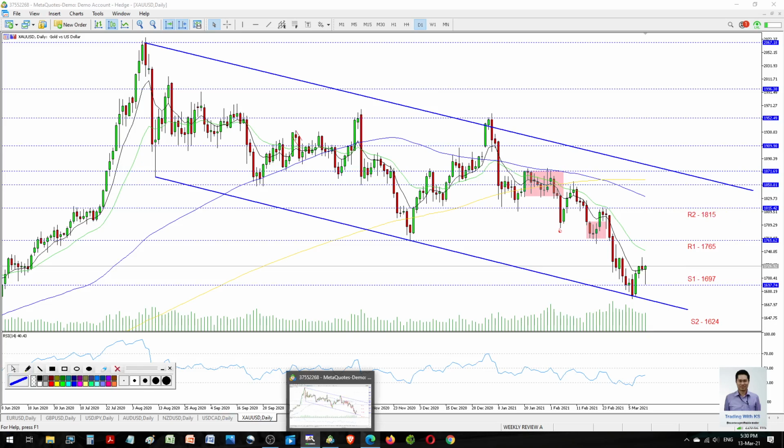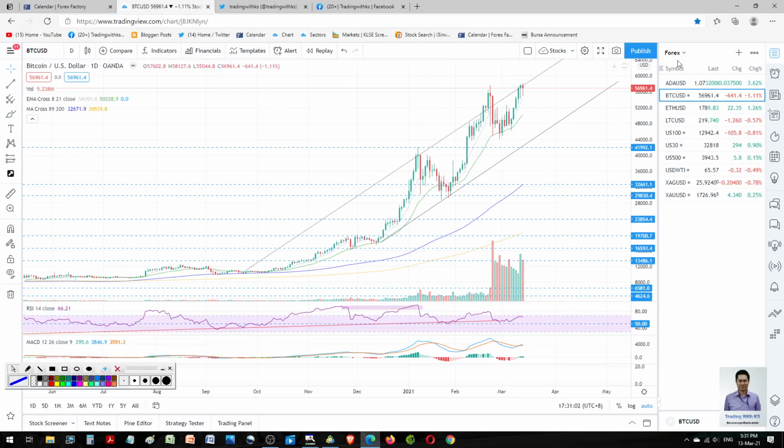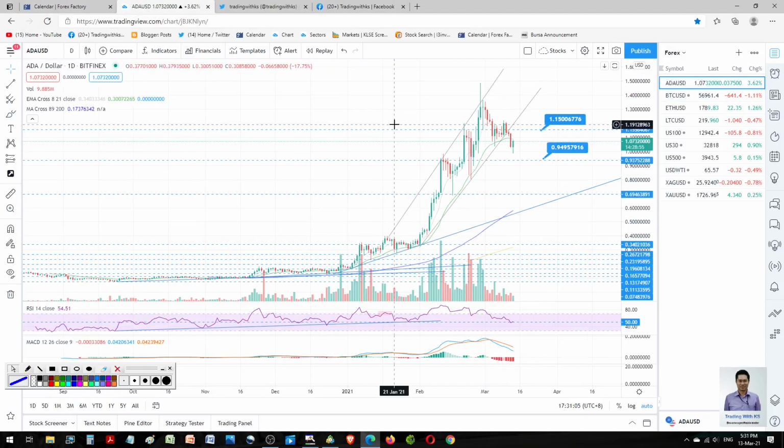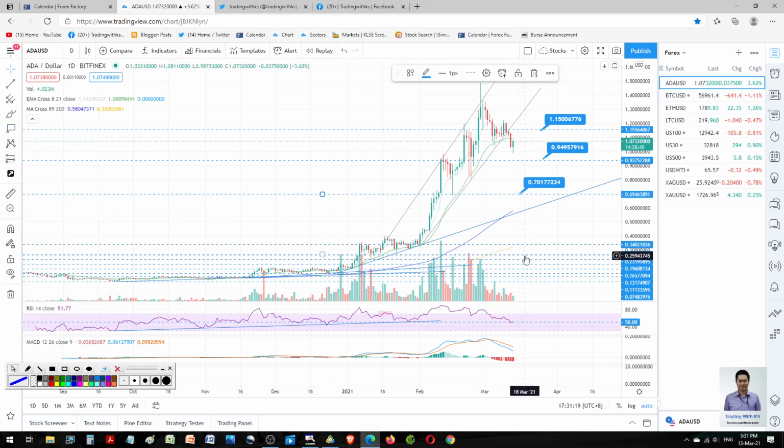Okay, let's look at the crypto. So Cardano finally broke out from the channel, okay. So likely it will come down to retest this 0.94 area, or possibly 0.7 area. These two areas are in play after the breakout, right. So opportunity to buy, right? If you haven't bought and you want to buy, a rebound at 0.94 possible, or a rebound at 0.701 possible, okay, for buy opportunity.